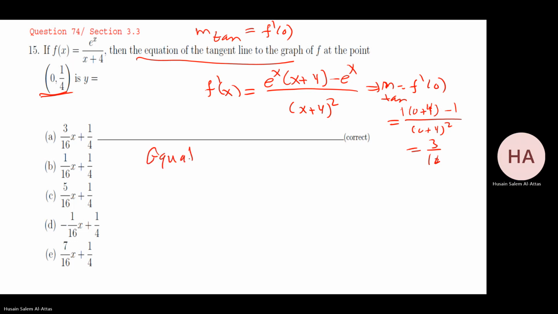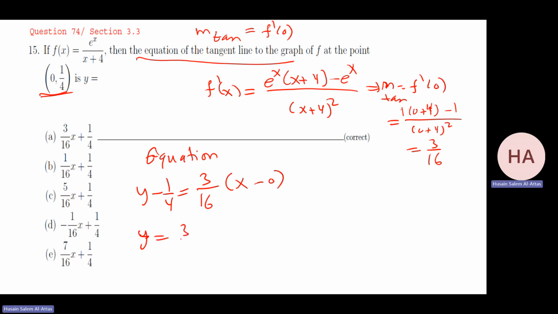The equation becomes y minus 1 over 4 equals 3 over 16 times (x minus 0). So y equals 3 over 16 x plus 1 over 4. No.